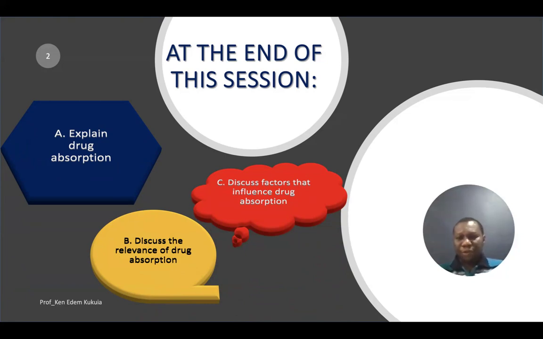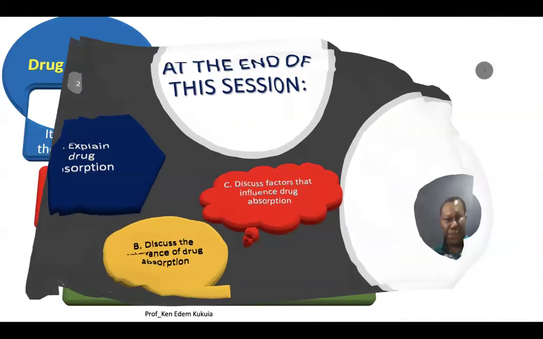Now, if it is necessary, then we should make sure that it is as efficient as possible. If anything influences it negatively, we should be able to know, so that if you are a health professional, once you know that this factor can influence drug absorption, if you have control over it, you find a way of manipulating it to get the best out of the drug absorption. So we will look at all of these concepts, and I'm sure it will be quite simple for you to appreciate.